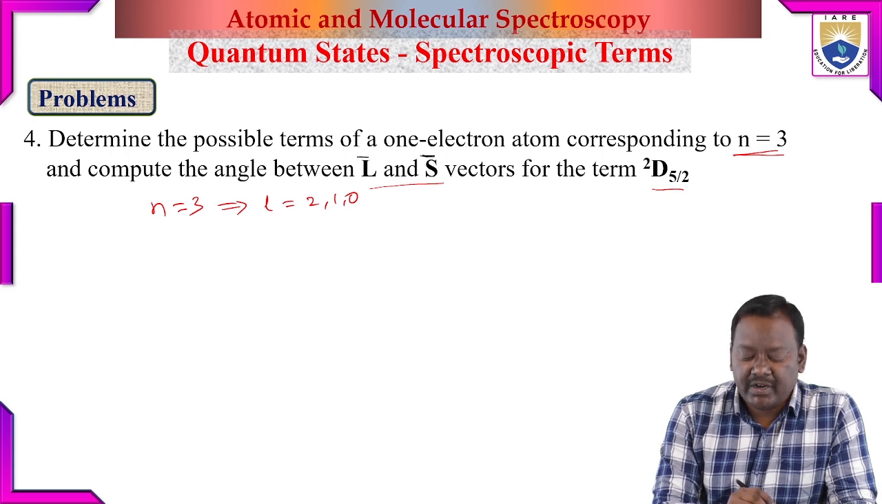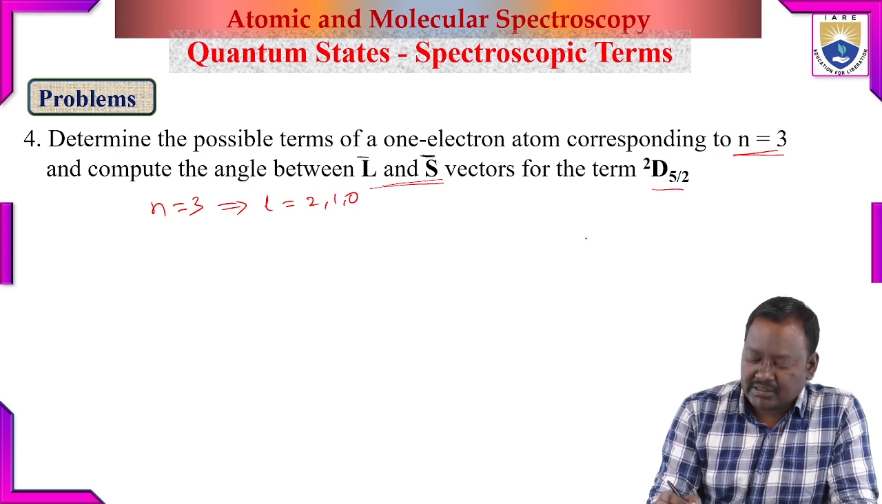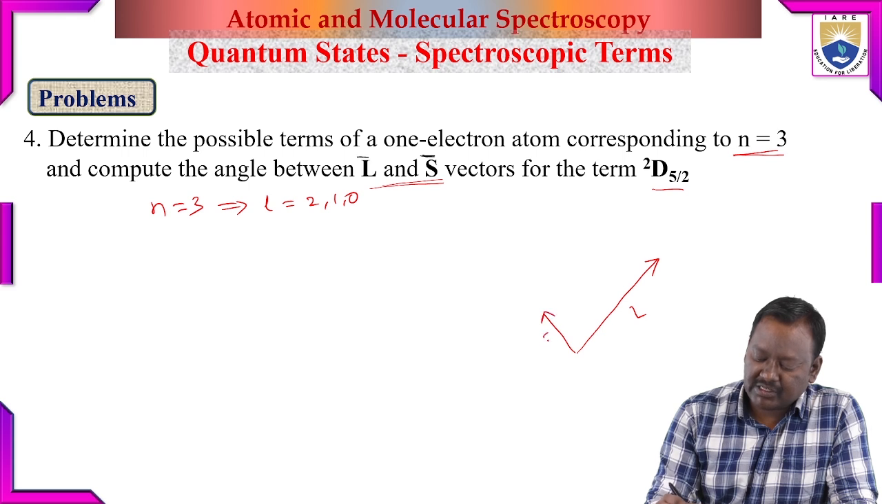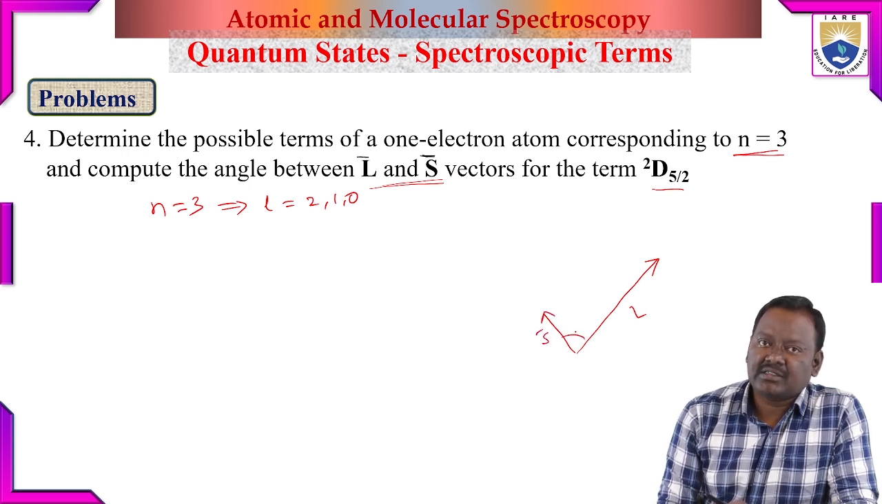So here we need to find the angle between L and S. So L and S, when L is in this direction and S maybe in this direction, the angle between L and S can be calculated from.